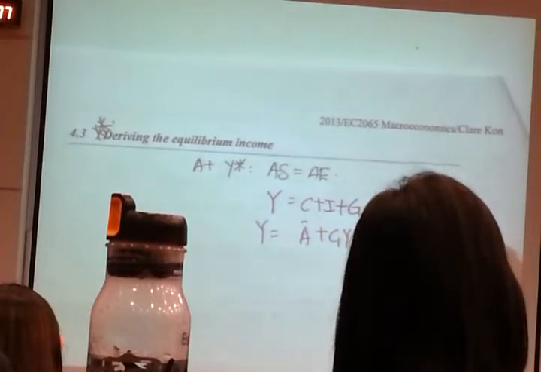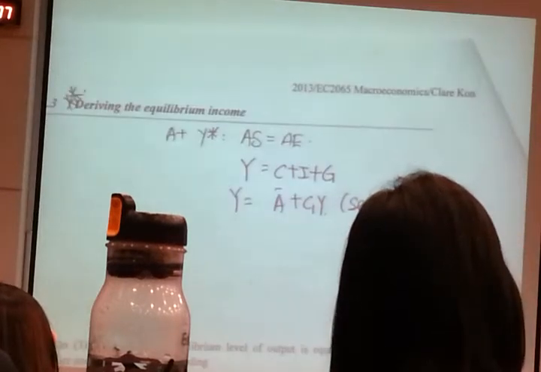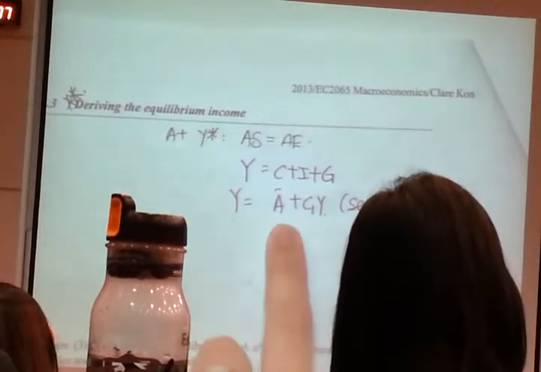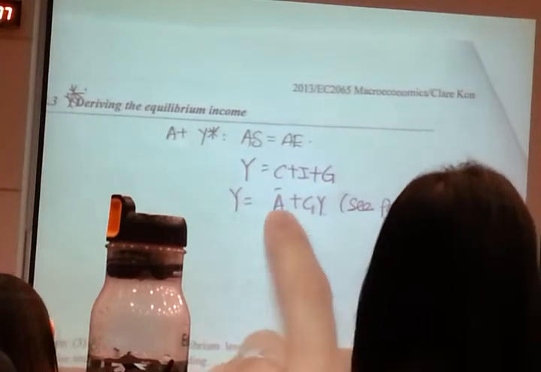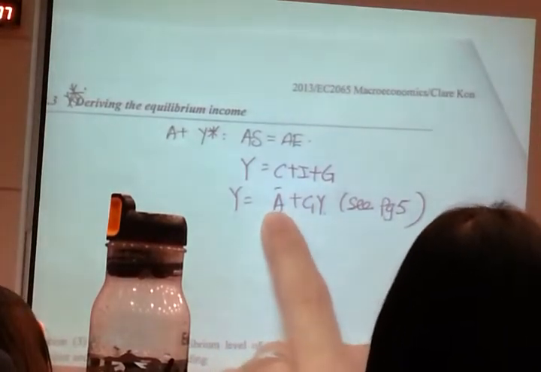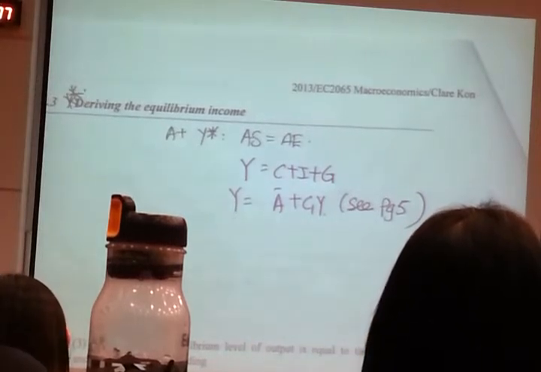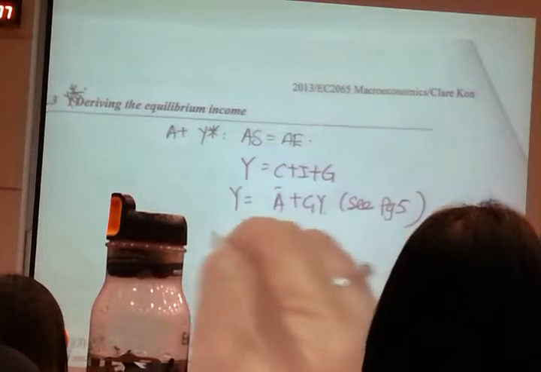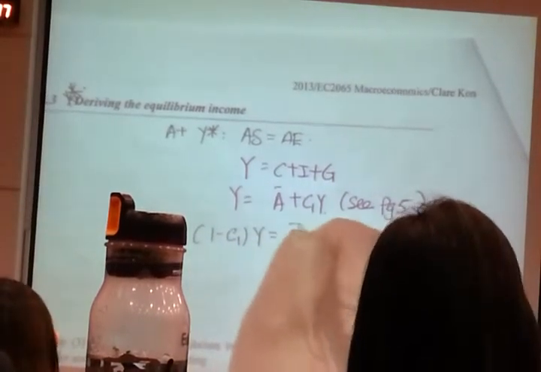If you're not sure, see page 5 again. So I'm going to do quite a bit of shortcut already. In page 5 before the tea break, remember I added everything for you and I said there's an A bar, autonomous spending. Then there was C1Y. In this case we must factorize out. You will get 1 minus C1 times Y equals A bar.